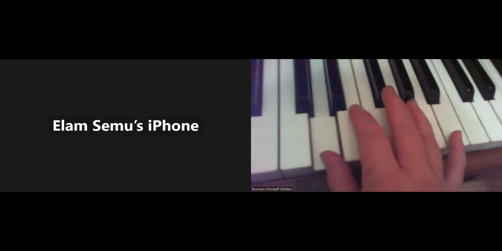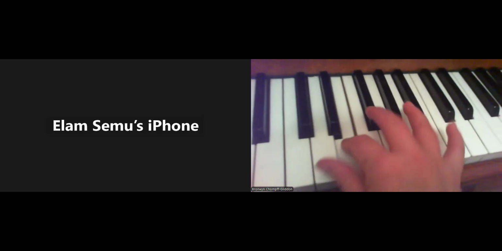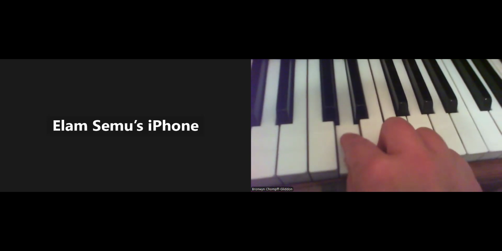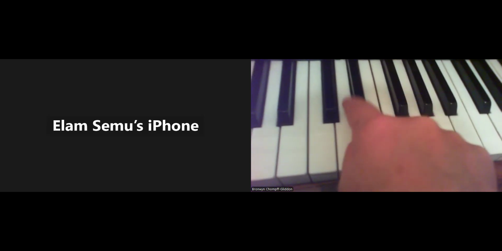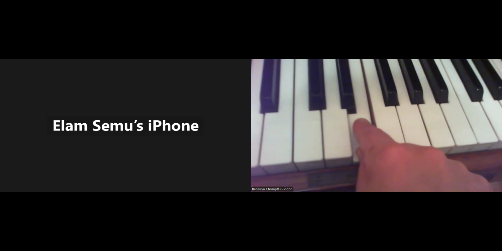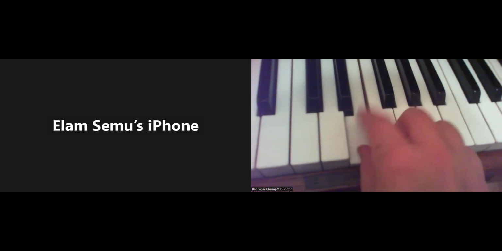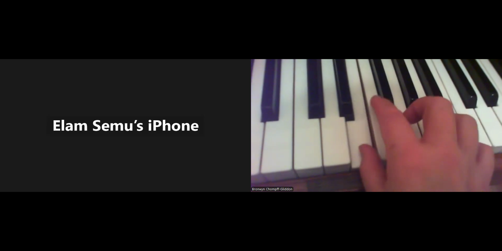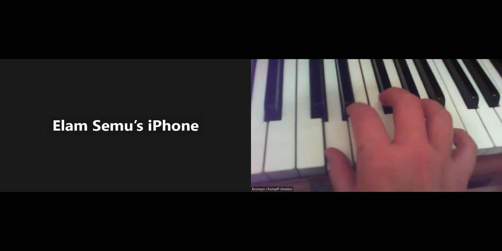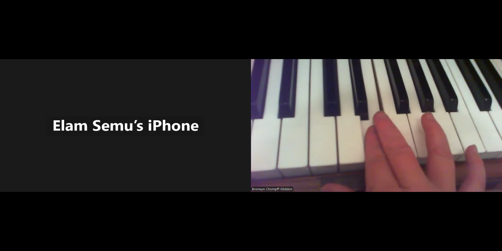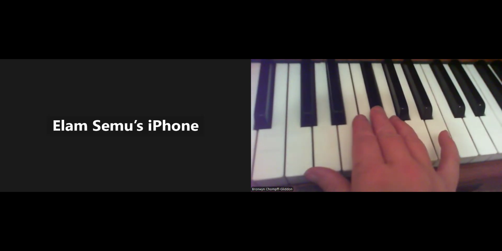Now, a D major has two black keys. So how do we do that? So tone, meaning that we jump over the black key, and then we need another tone, but this is a semitone. So we go to the black key. So D, tone to E, tone to F sharp.